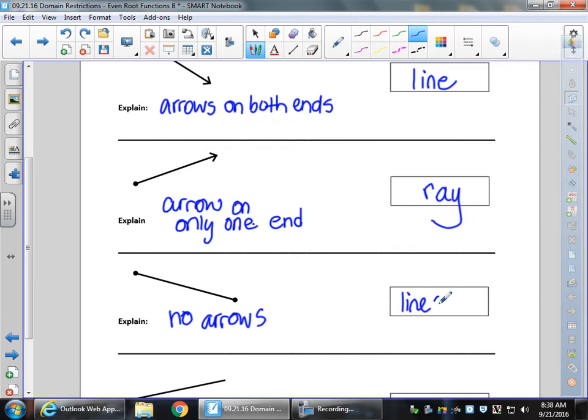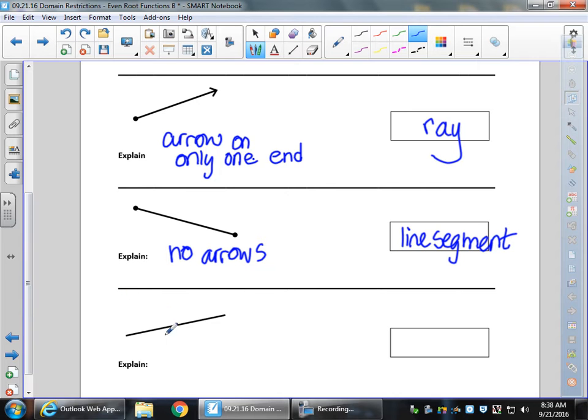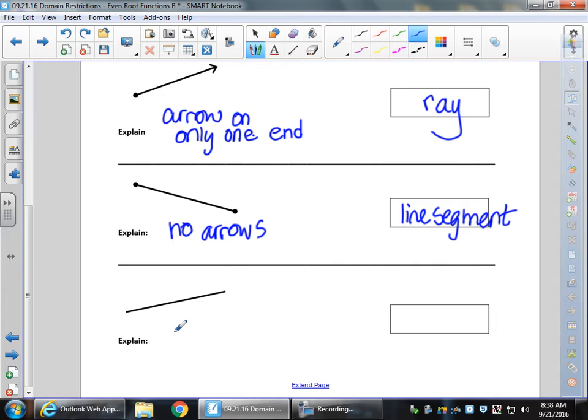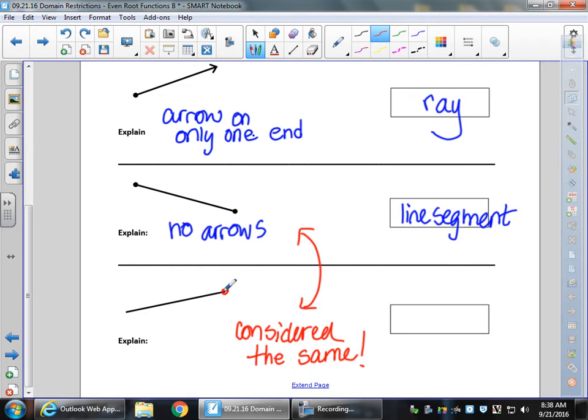Line segment. Piece of a line. How about that? Very good. Are these going to be the same? We can't just add arrows to that. So it's kind of implied that we have closed circles on each end. So this would also be line segment. Okay, we have our vocabulary set.